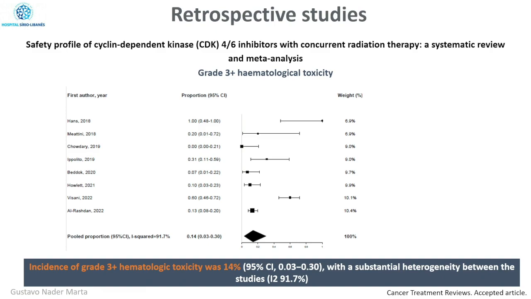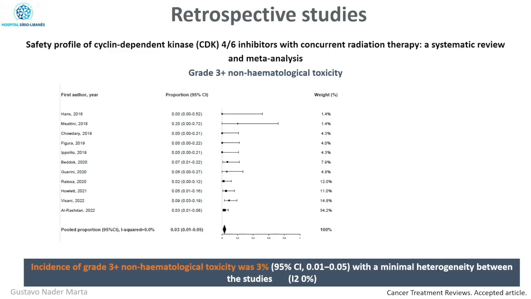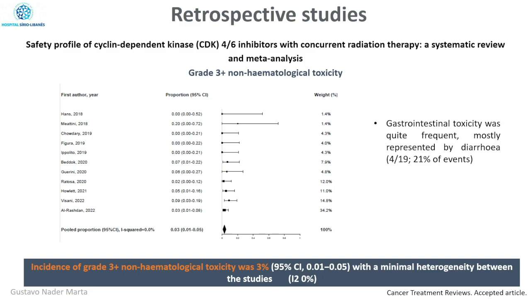And the incidence of grade 3 or more hematological toxicity was 14%, mostly represented by neutropenia. However, this event did not cause discontinuation in most patients. Only one patient needed definitive suspension due to side effects related to neutropenia. This forest plot demonstrates non-hematological toxicity, and the incidence of grade 3 or more non-hematological toxicity was only 3%, mostly due to gastrointestinal side effects.